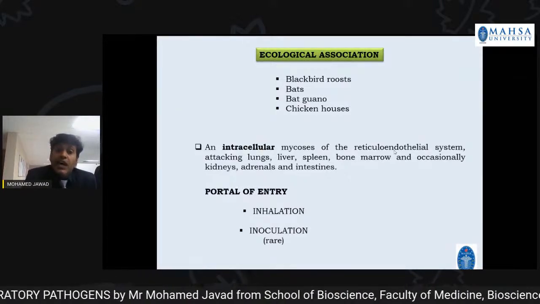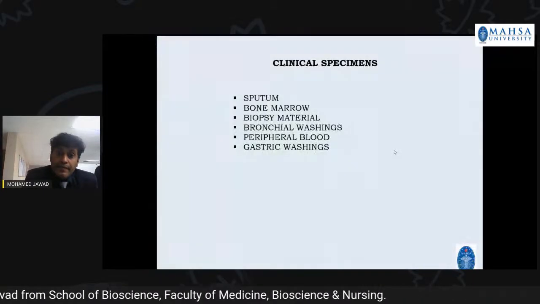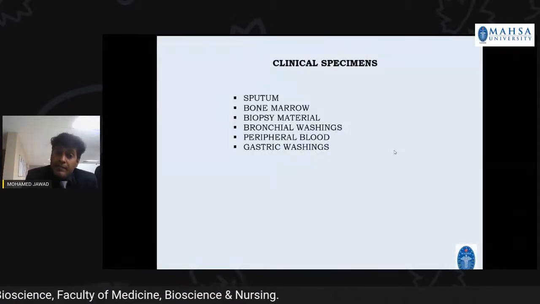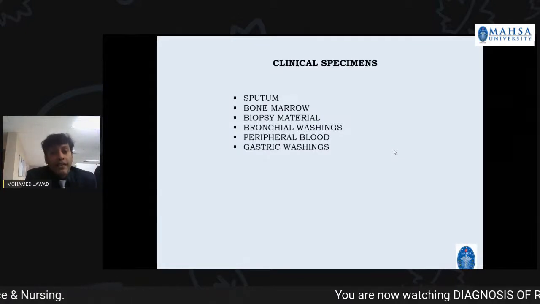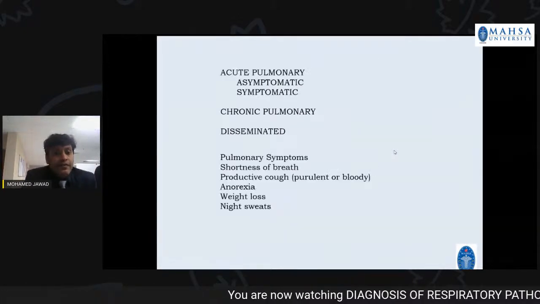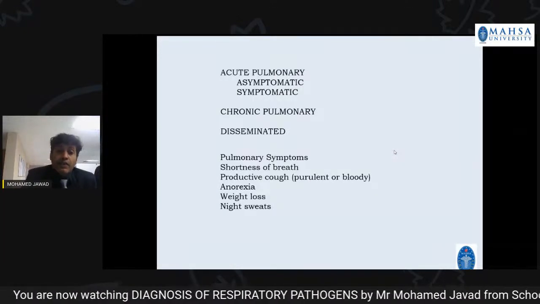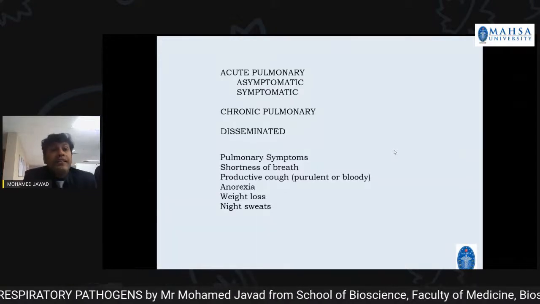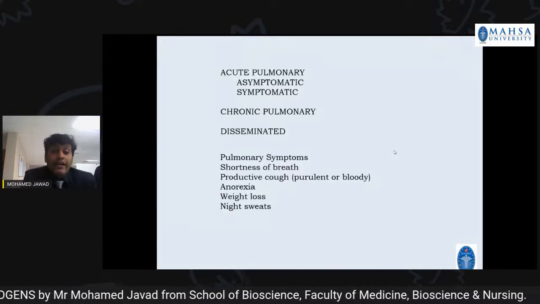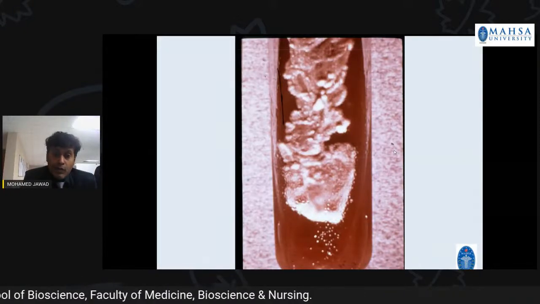In this condition, we have to collect extrapulmonary specimens, in clinical specimens such as sputum, bone marrow, biopsy, bronchial washing, gastric washing, and so on. Disseminated cases also cause pulmonary symptoms such as dyspnea, productive cough, anorexia, weight loss, night sweats, and so on. Growth on the media.